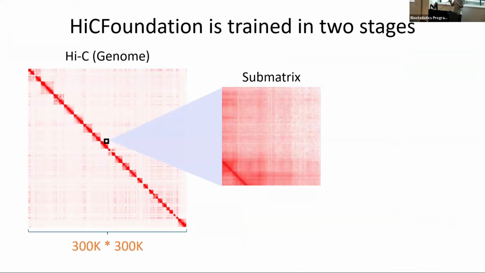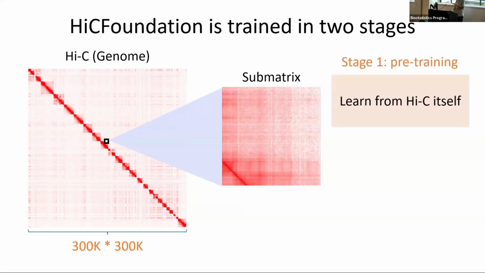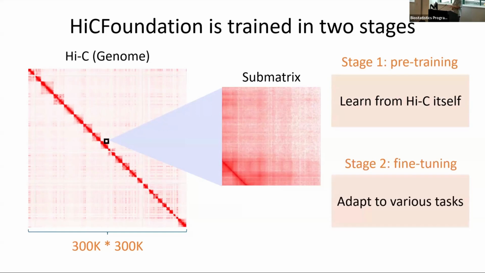The fundamental unit is a submatrix of this huge HiC matrix. We're working with HiC matrices that are typically at 10 kilobase resolution, so 3 billion base pairs divided by 10,000 is the size of each dimension of this matrix. The submatrices are each 2.24 megabases in size. In stage 1, you're going to learn just from that data, and then in stage 2, you're going to adapt it to various tasks.